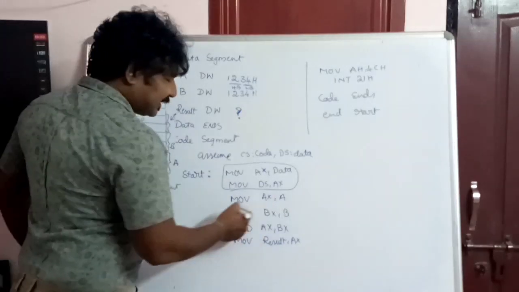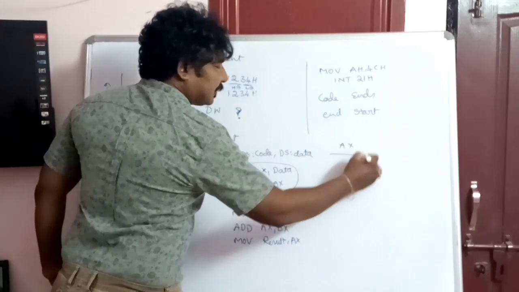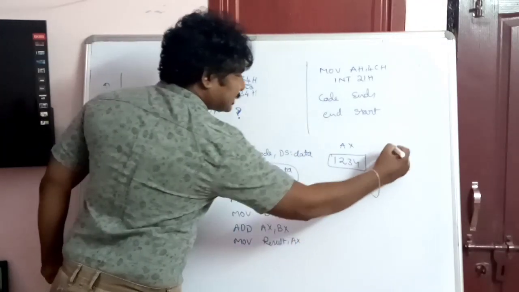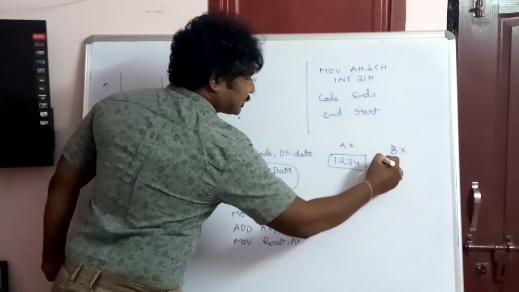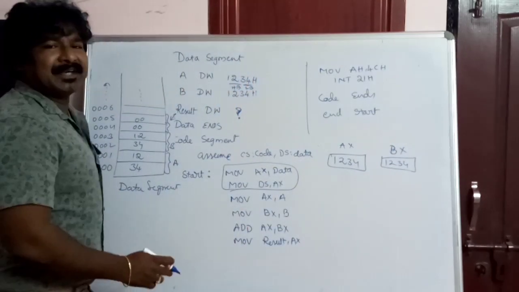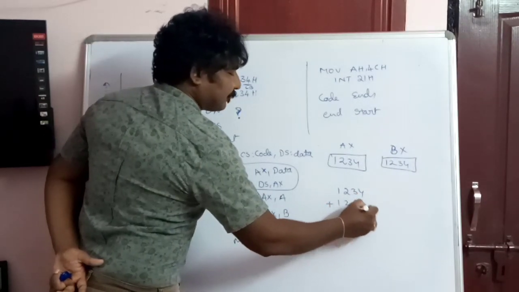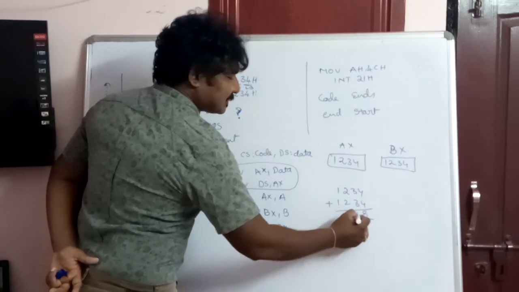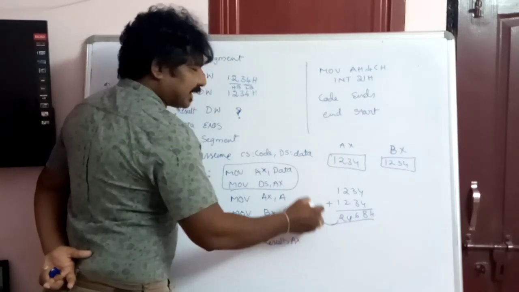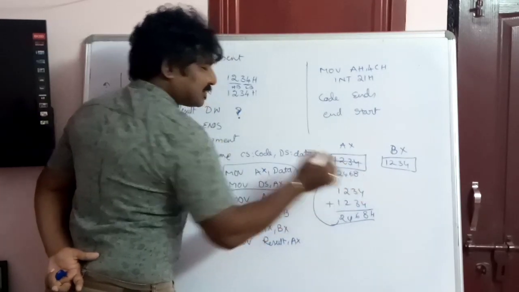Here we have taken the A value into AX, for example if this is the AX register, then the B value into BX. If this is the BX register, we have taken the second number into BX. Then we perform the addition of AX plus BX, that means 1234 plus 1234, which gives 2468. This is the result value. It is again stored into AX, so AX will be overwritten with 2468, which is the result.